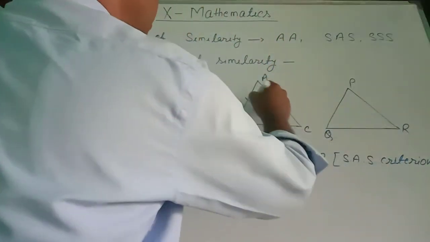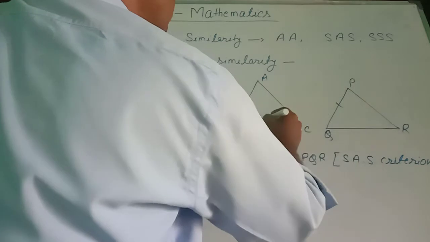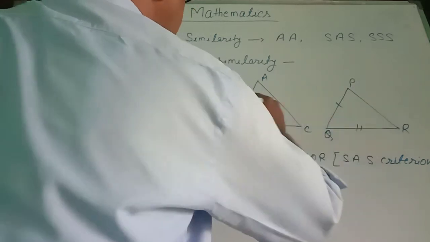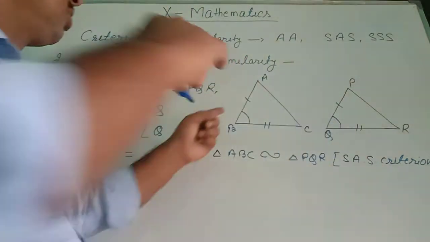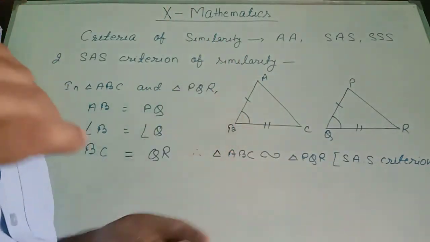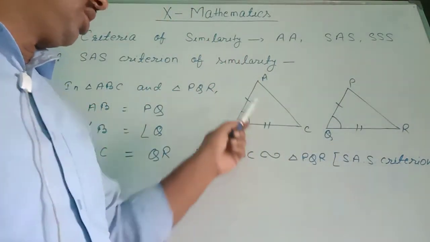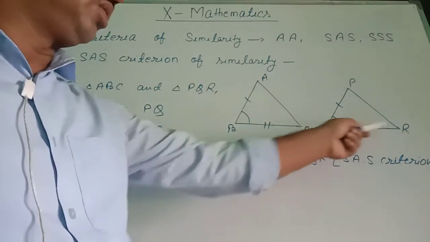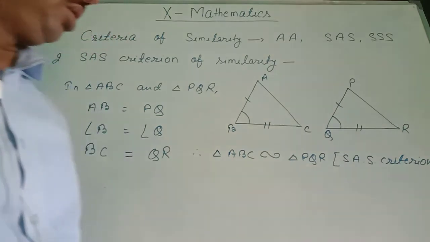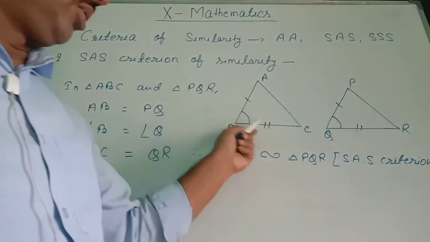Here we can give this symbol, this equal to this, and this angle is equal to this angle. Always this angle should lie between these two sides. You will never take this side equal to this side and then take angle C equal to angle R. That is not the rule. That angle should lie between these two sides.